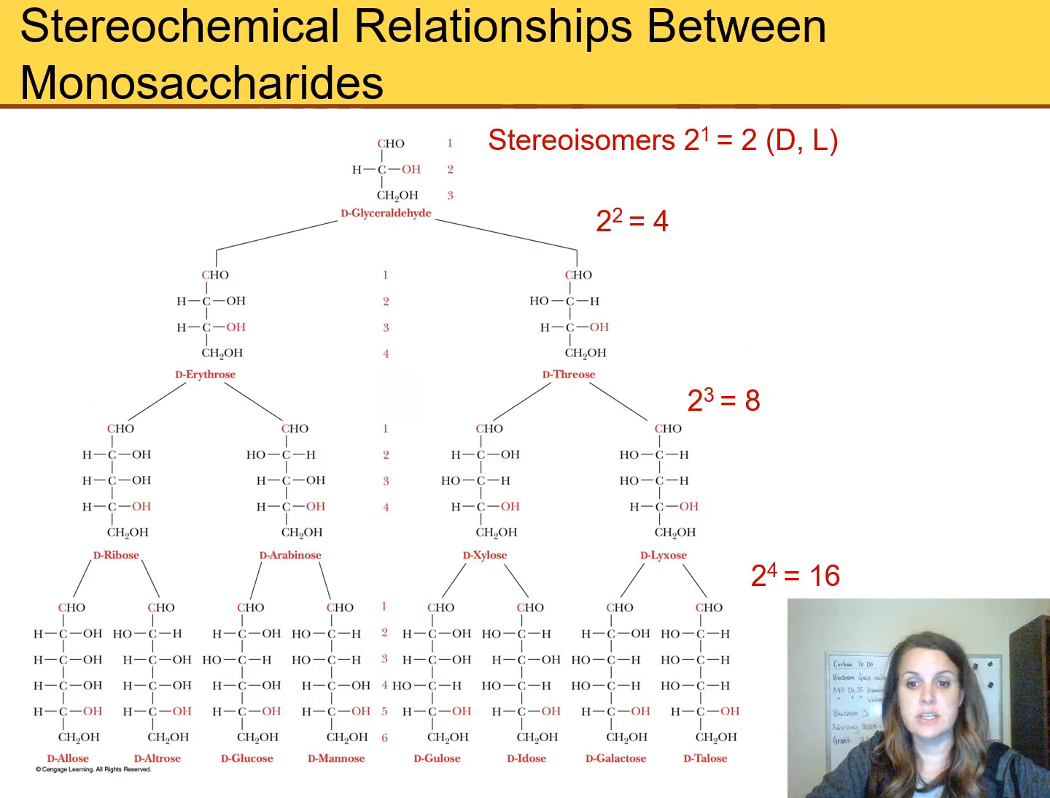You can actually predict the number of stereoisomers you have if you know the number of stereocenters you have. So if you see here, D-glyceraldehyde, there's going to be 2 stereoisomers, the D and the L form, because there's 1 stereocenter. With your tetroses, you're going to have 2 stereocenters, right here and here. So therefore 2 to the 2 is 4, and you'll have 4 stereoisomers. Moving down, you have 3 stereocenters, and therefore 2 to the 3 is 8, and you have 8 stereoisomers. And that keeps going so on and so forth.